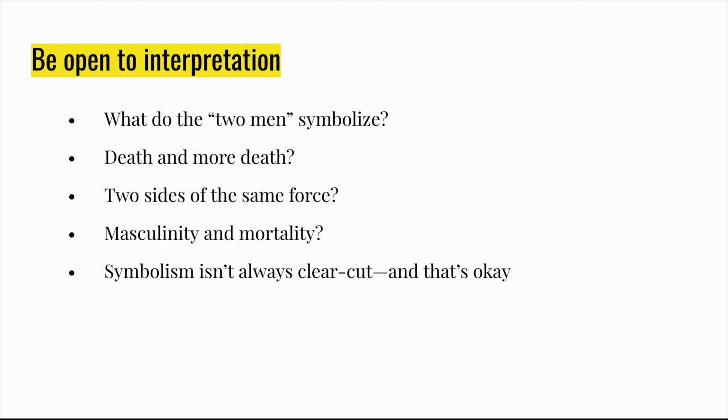And next, be open to interpretation. Good poems don't always necessarily give clear answers. Sometimes it's pretty fuzzy, and that's, I think, how the poem wants to be interpreted. So think about in Death and Co., what do the two men symbolize in her poem? Are they death and more death, love and death, masculinity or morality? Symbolism isn't necessarily always clean, and really that's part of the point of poetry.